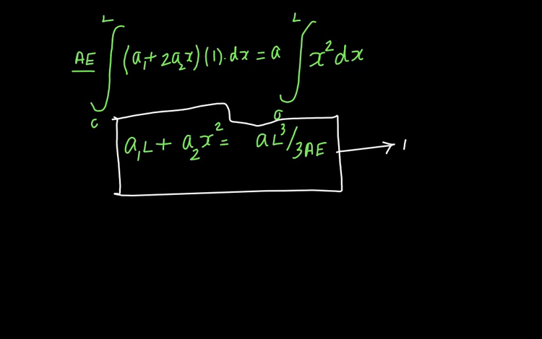Now, in order for me to get the second, look at this first equation. There are two unknowns, A1 and A2. In order for you to squeeze out the values of A1 and A2, you have to get the second equation. The second equation can be obtained by putting i is equal to 2. So let me take a fresh page and continue that.